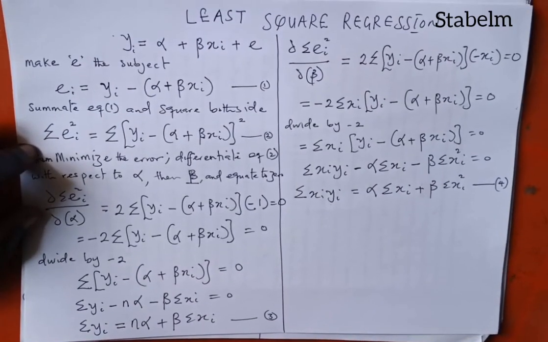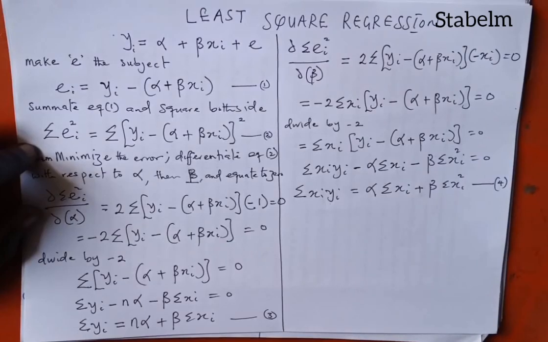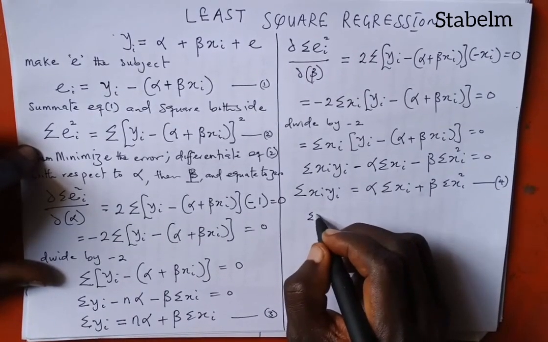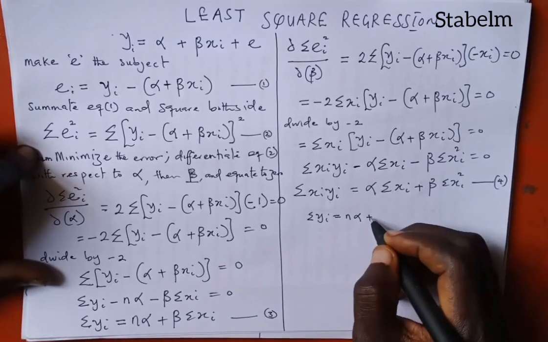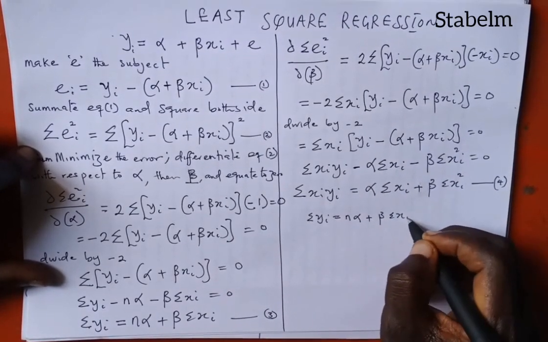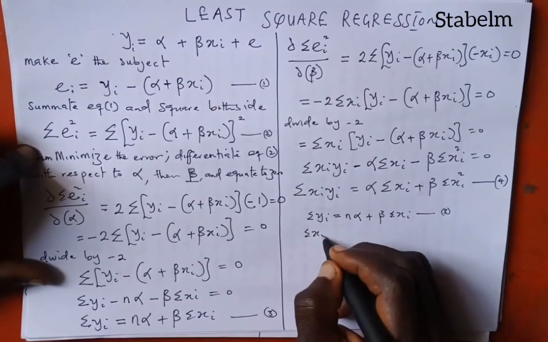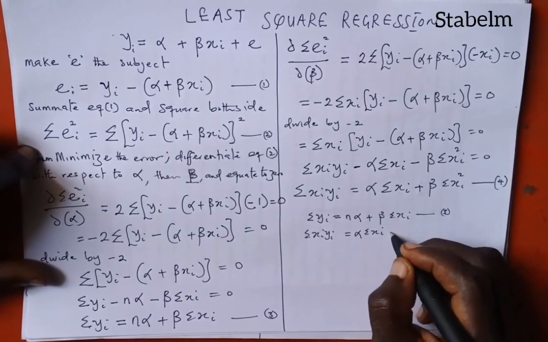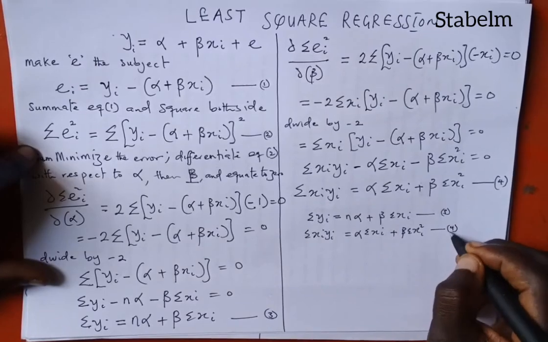So we have equation 4 already. So what do we do now? By simultaneous equations, let me write this too. We have summation yi equals n alpha plus beta summation xi. That is our equation 3. Let me write our equation 4. Summation xi yi equals alpha summation xi plus beta summation xi square is equation 4.